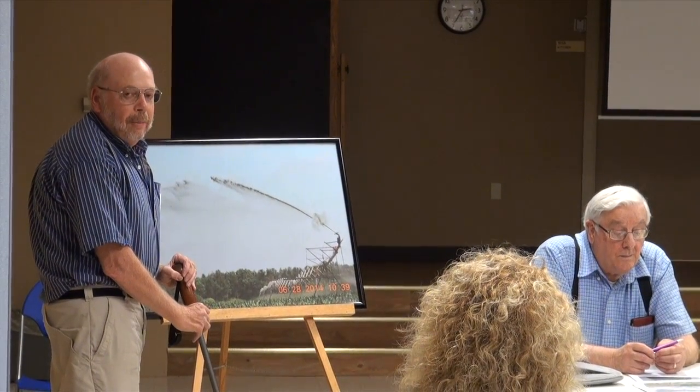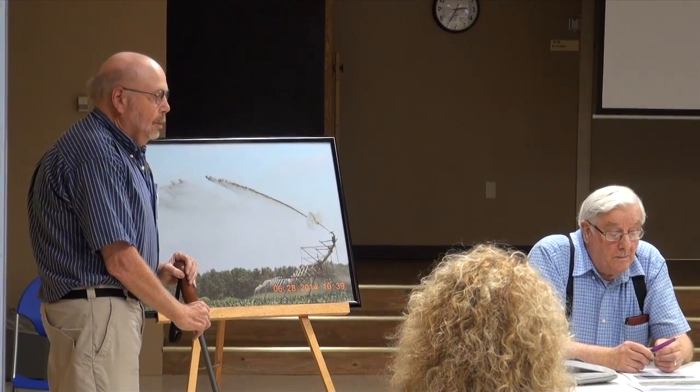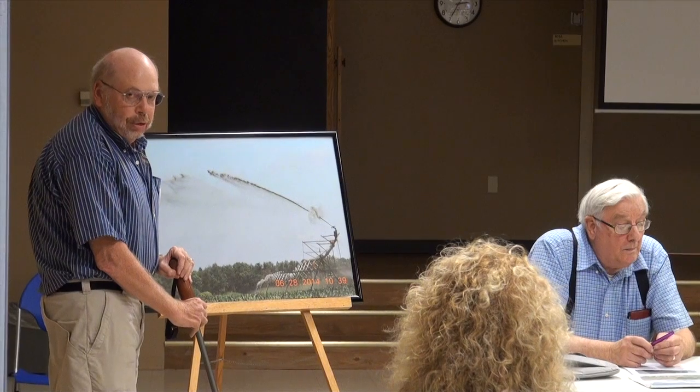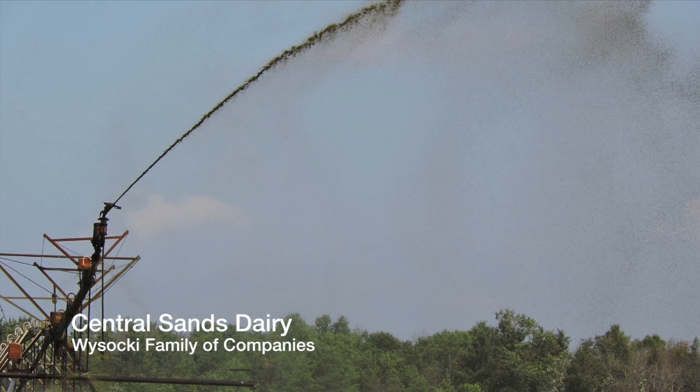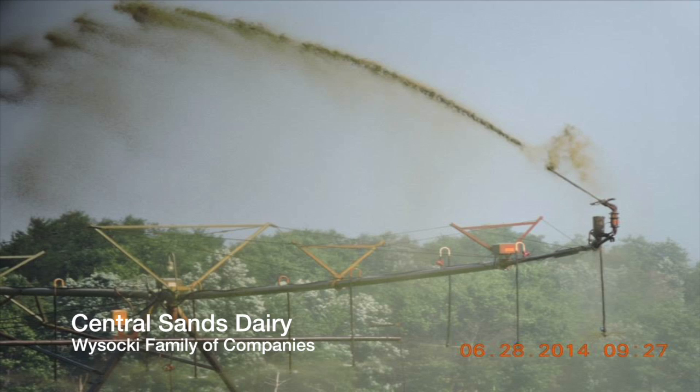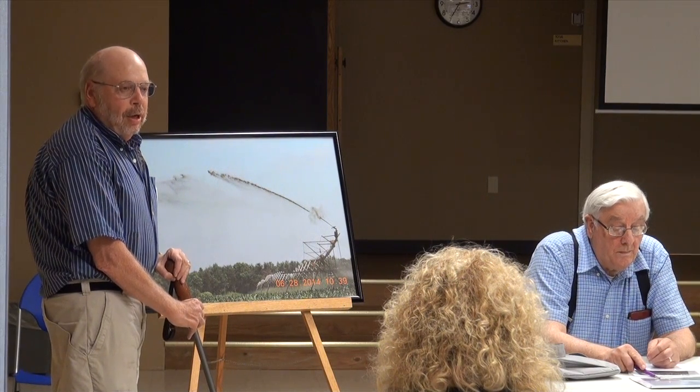I'm concerned about some, what I think is misleading information. These pictures show one operation that would not be at all typical. Ron McCarroll took these pictures on June 28th. This is the CAFO that the Wasaki operation runs in Armenia. This is a center pivot. This is the same corporation or family corporations that wants to build a CAFO in Saratoga. So, one operation that would not be at all typical.